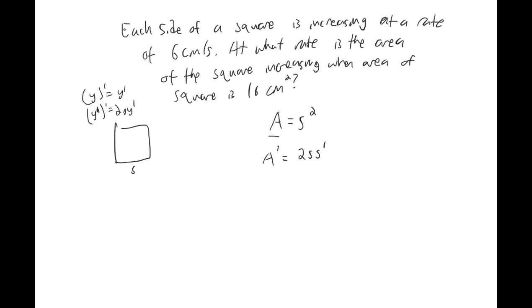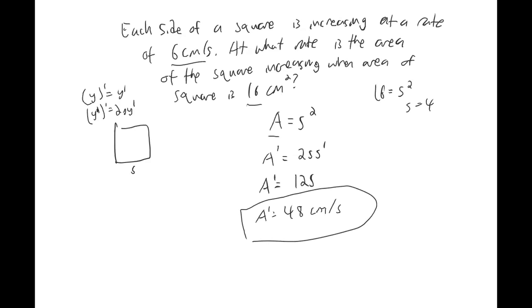They give you s prime. S is the side, and it says the side is increasing at 6 centimeters per second. So this is just 12s, since 6 times 2 is 12. Now, what is s? It's asking for the rate when the area is 16 centimeters squared. So if the area is 16, what is the side at that point? S is 4, so A prime is 48 centimeters per second. That's your answer. Everyone good with this? Easy example, nothing too hard yet.